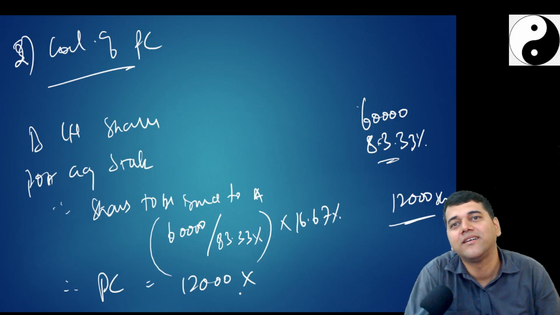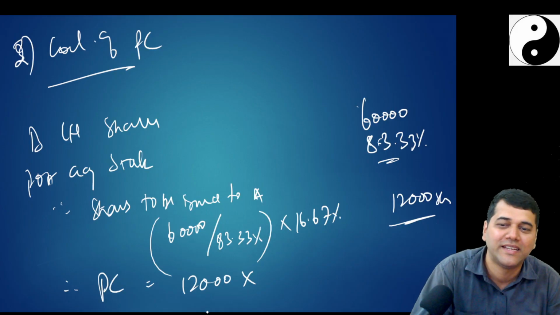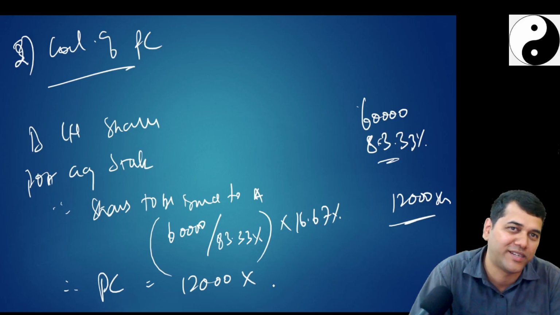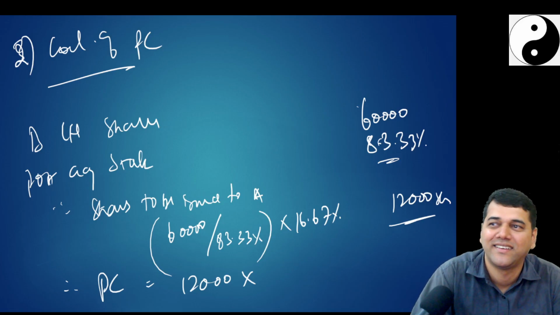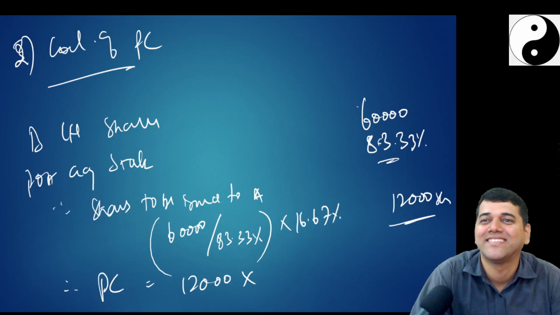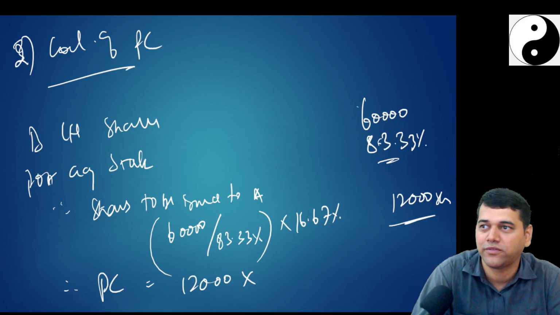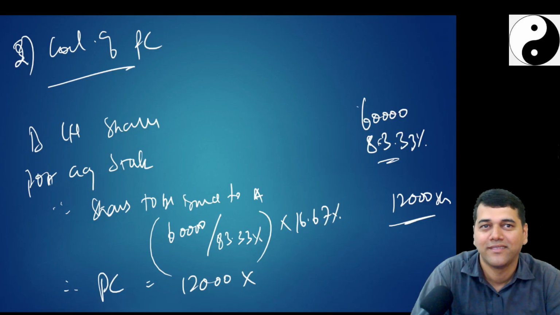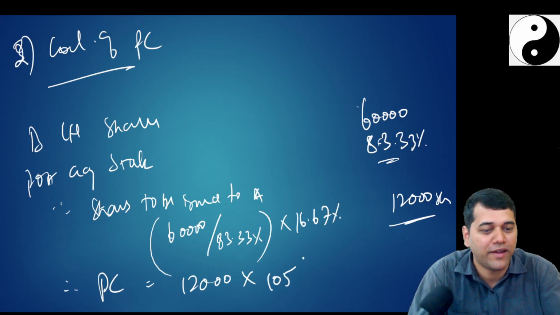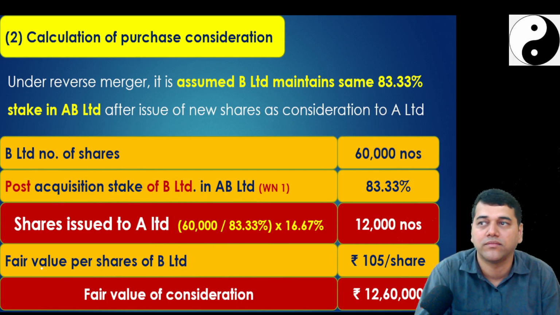Yes, Vishnu Priya, what is your opinion? 12,000 number of shares into what? Kriti, Vidya? I want to take everybody's opinion because I would have told you, please do it yourself. 105. The fair value of B.